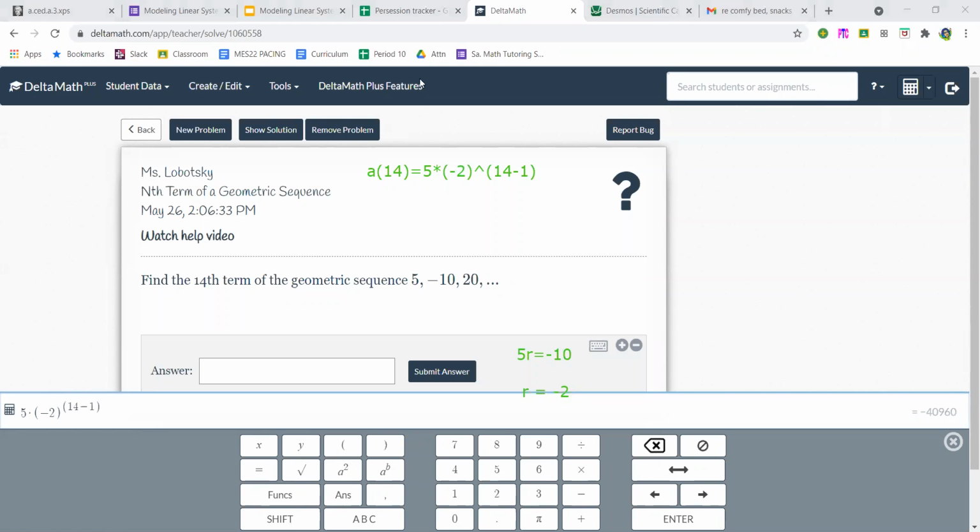This is the button that makes your life happy. This one right here. That's how you get your variable, your n minus 1, as an exponent. Any questions on this?